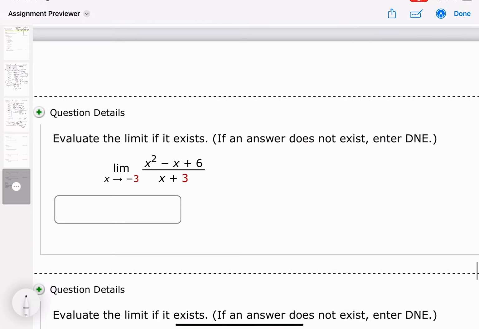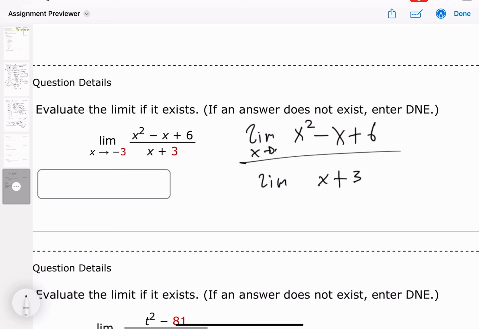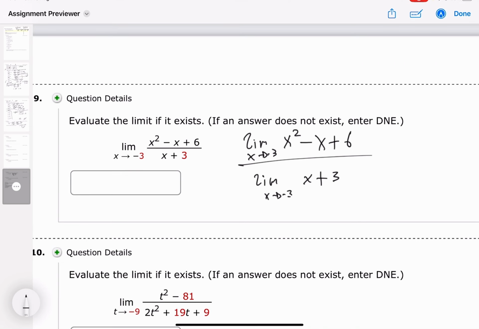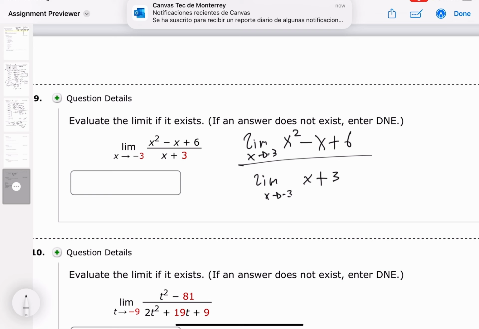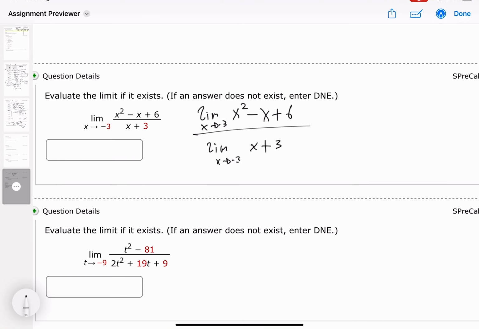Let's take this one for example. What will happen in this case? When you try to find the limit, first you have to divide it into two limits, one for the numerator and one for the denominator, as x approaches -3. Whenever I have rational functions, I will take a look first at the denominator, because the denominator is the one that sometimes gets tricky. So I will deal with that limit first.